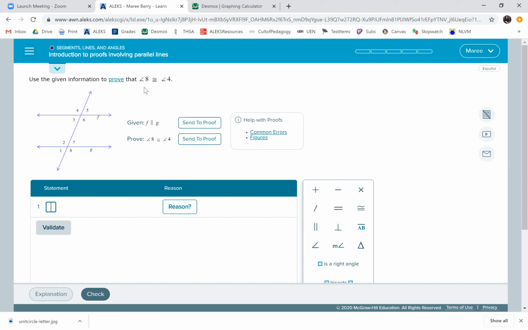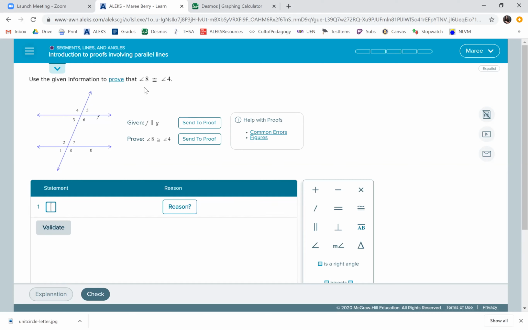So 4 and 8, we have to decide these are corresponding angles. So it's given, we're going to go ahead and send that to the proof. Since corresponding angles are congruent, the lines are parallel. Then we pick the reason, and it starts with if corresponding angles are congruent, then lines are parallel.